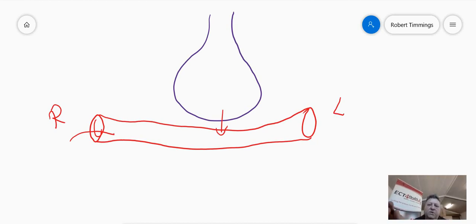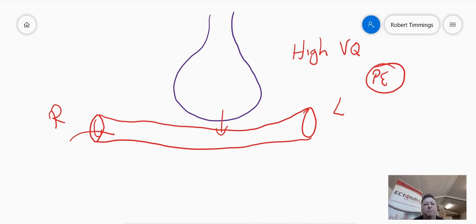Now in this circumstance, when somebody's got a high VQ, what we're actually looking at is not a problem with the air getting in and out, but a problem with the amount of fluid that's getting through. So this patient has a branch of blood vessels that are blocked with some clot. Let's call it pulmonary embolism. This patient's got a pulmonary embolism, and there is a blood clot in some of those blood vessels perfusing some parts of the patient's lung.